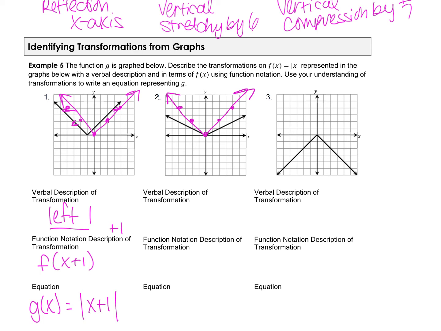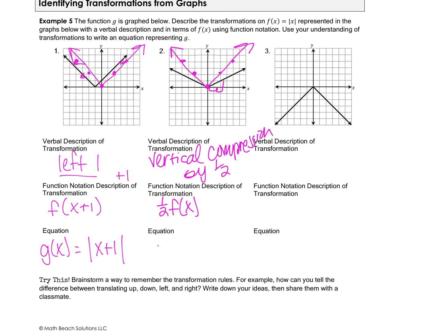So normally I have a point of 2, 2, but notice that it's 2, 1. So if it's 2, 1, that means it's taking half of your y values. So that would be a vertical compression by a half. And then the function notation for that is you have your function f, which is your absolute value of x, and then we're multiplying that by a half on the outside. It was a vertical compression there. Okay, so the equation for that, we're using g of x equals 1/2, and then we're taking the absolute value of x, which is our parent function.